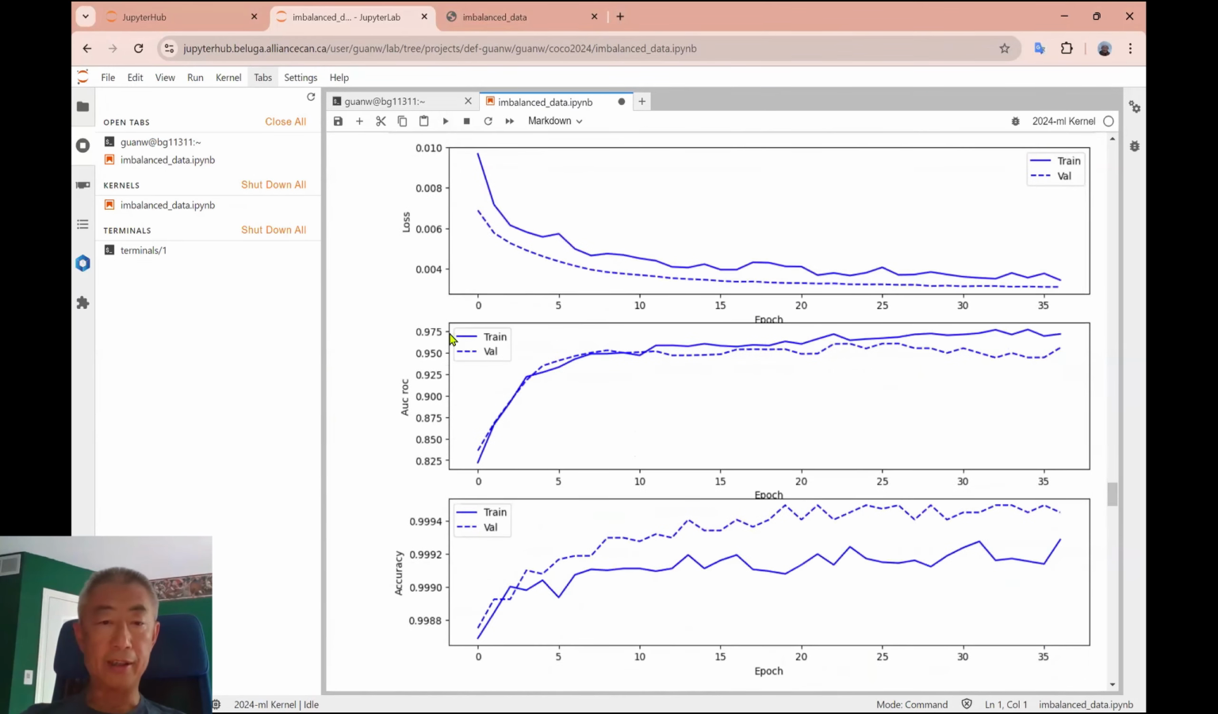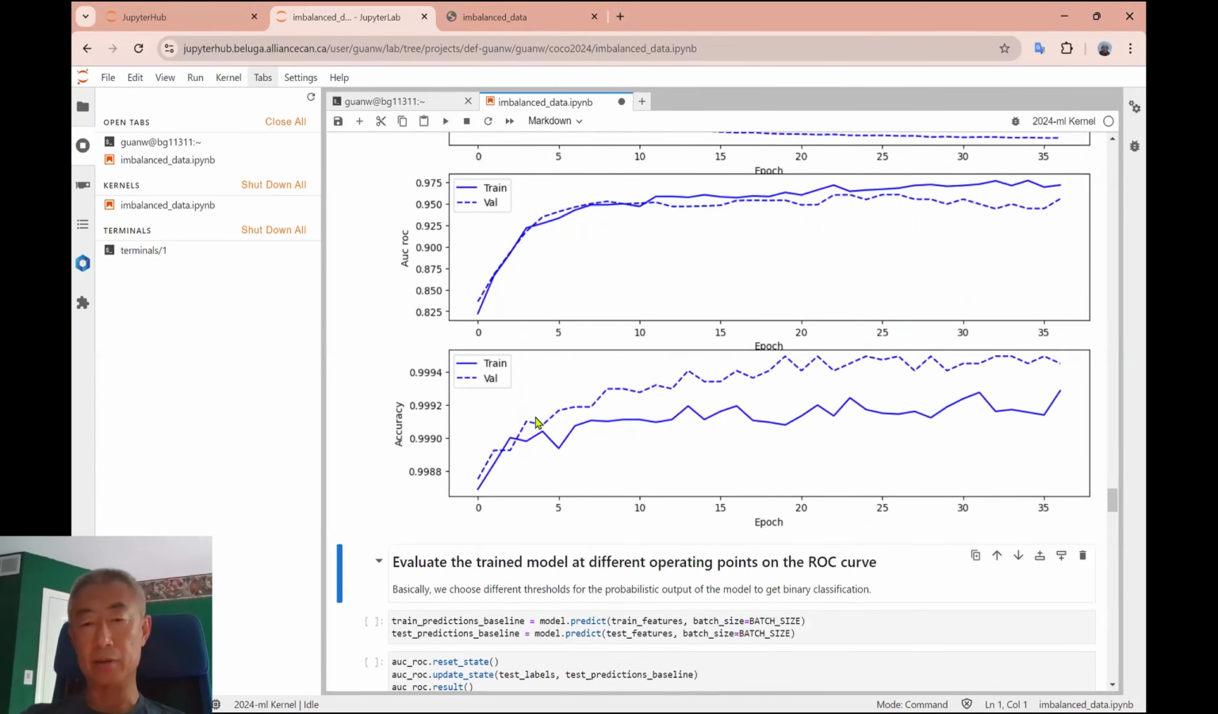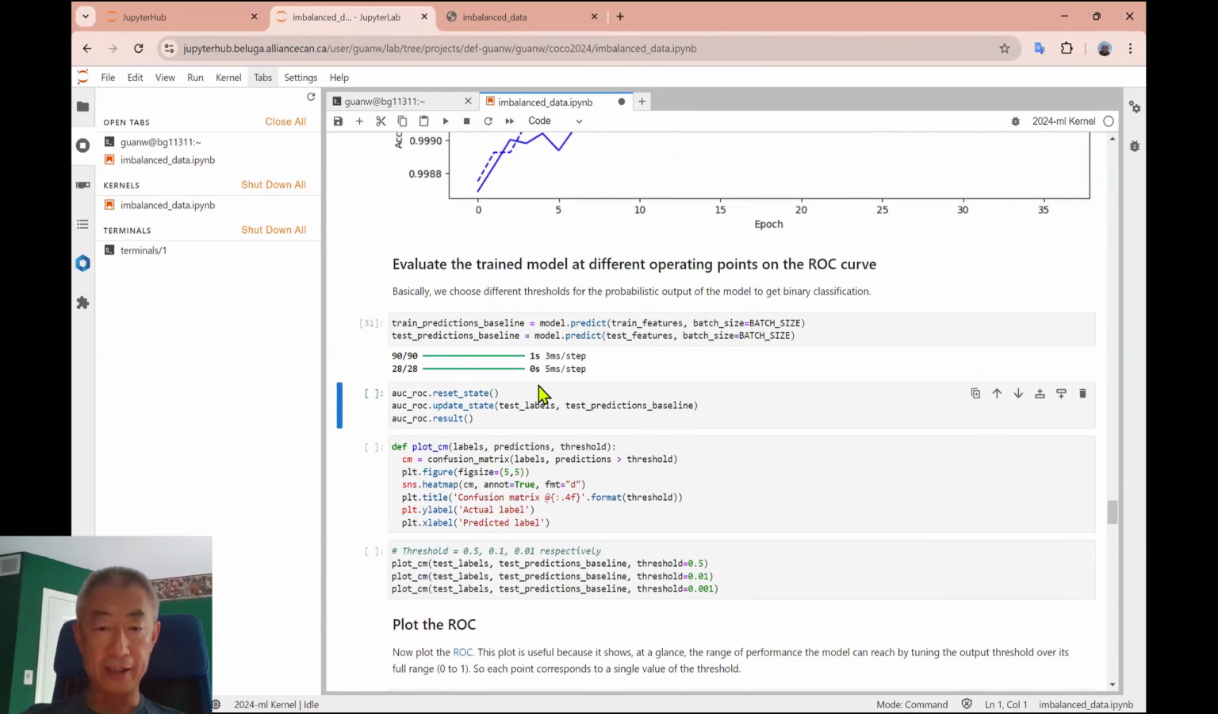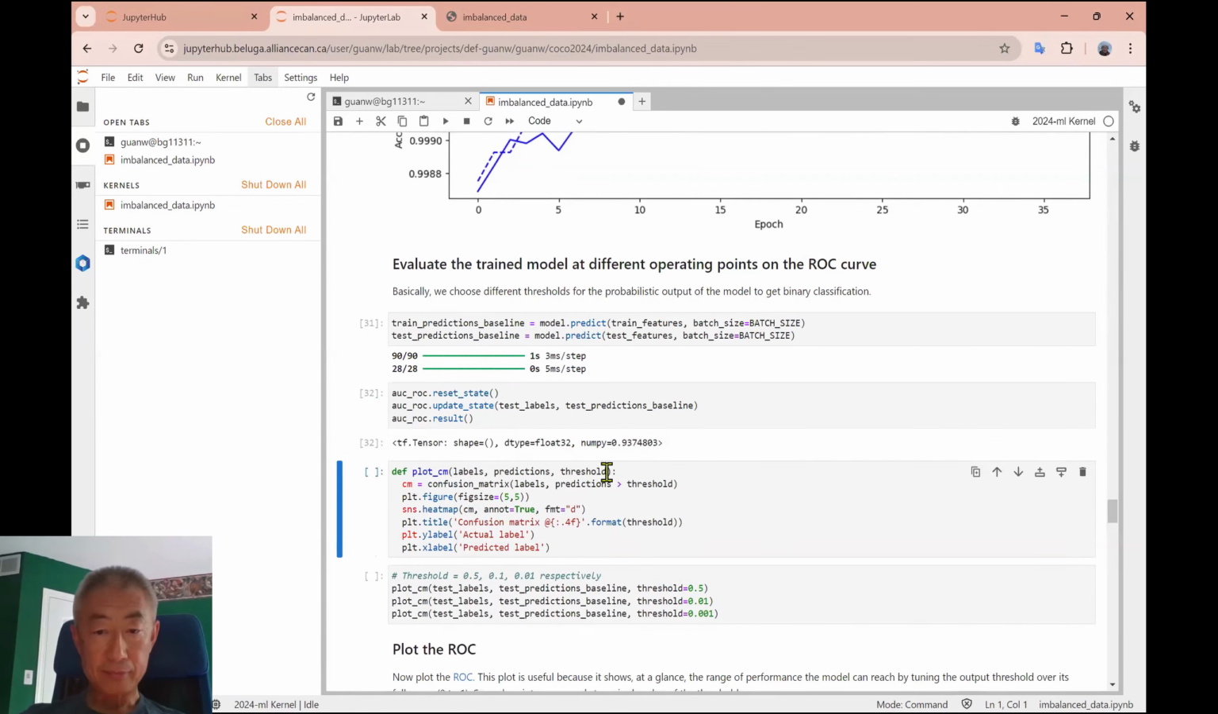You can see we plot the loss and the AUC and the accuracy, and that's the model that we just trained without weight adjustment. We just did the bias adjustment. All right. So then we are gonna evaluate the trained model on the test data. So we run it on the test data, and we're gonna check the result of the ROC on the test data.